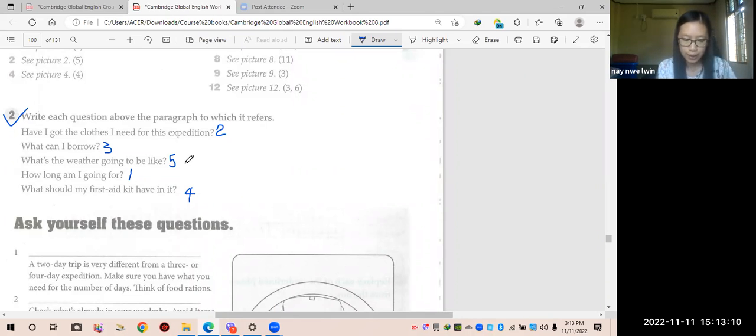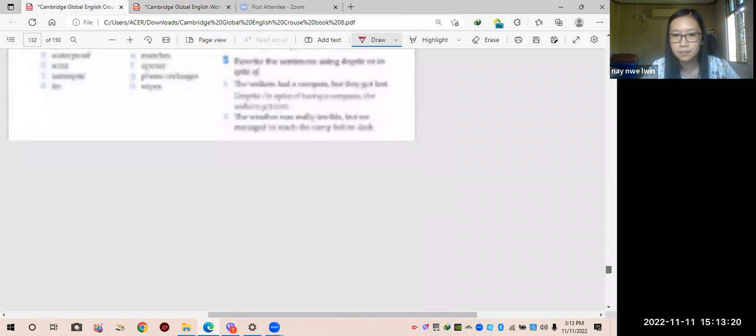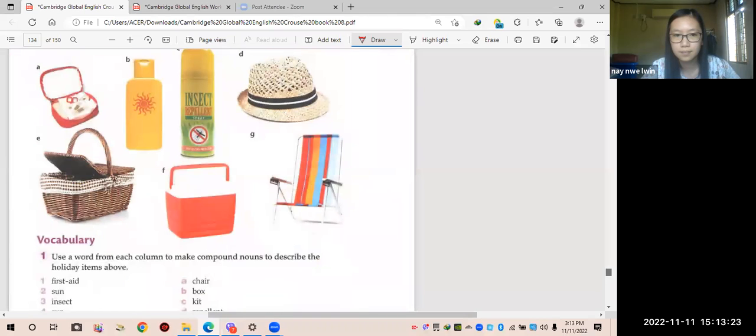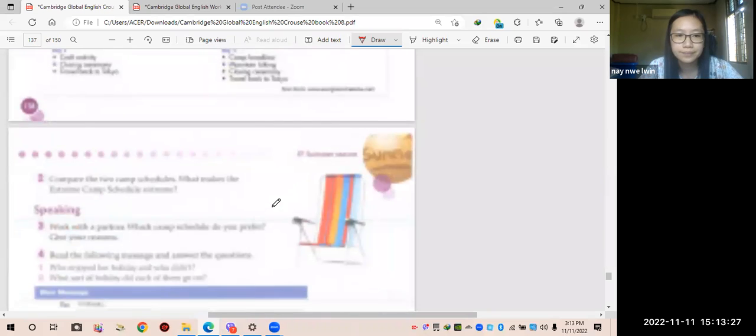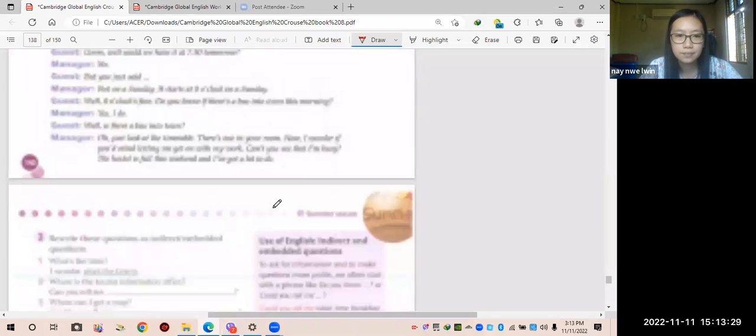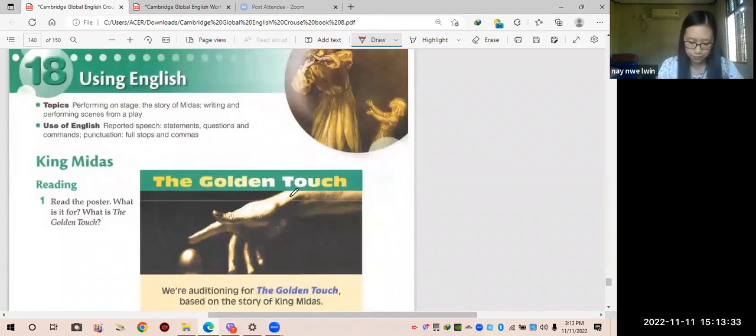Okay, so unit 18 and the page number is 142 from the course book. Okay, using English.